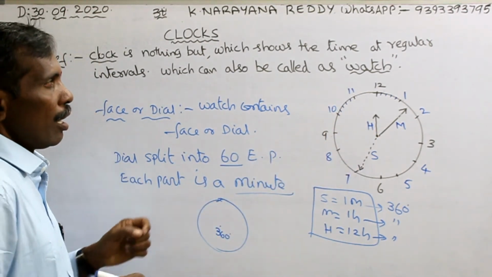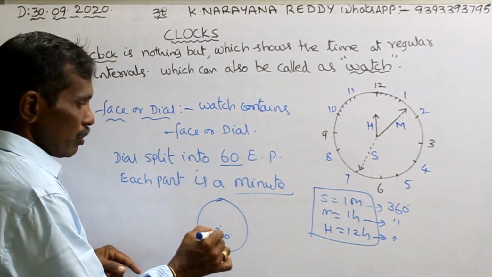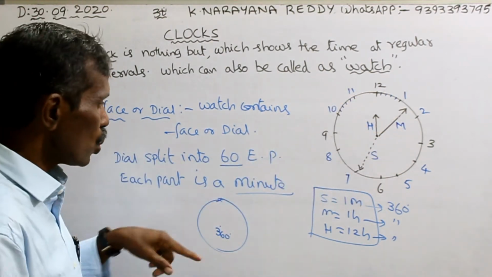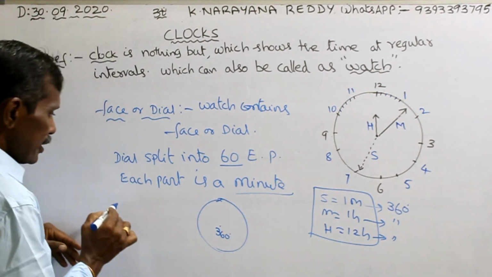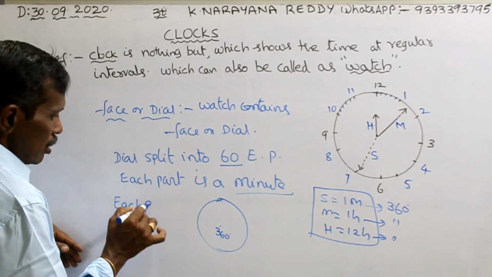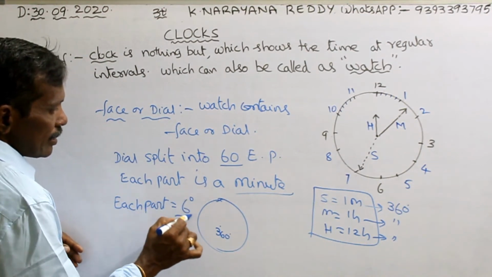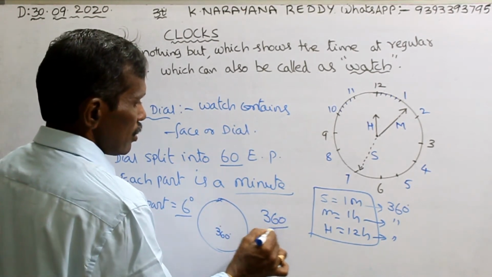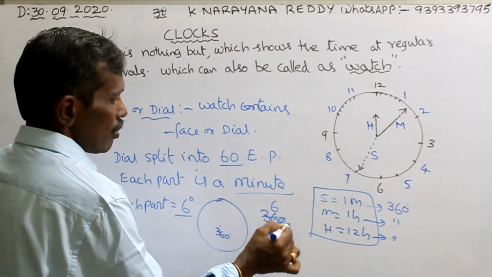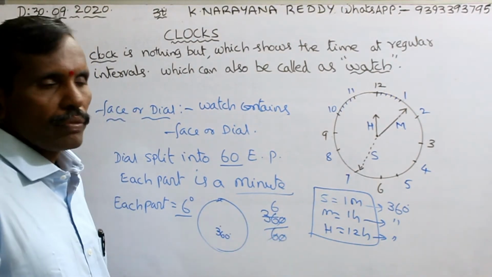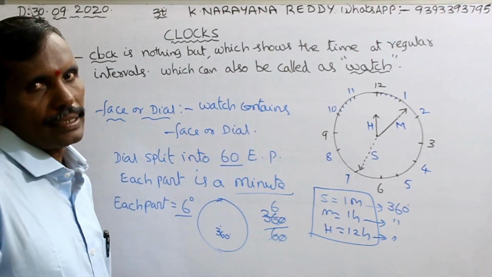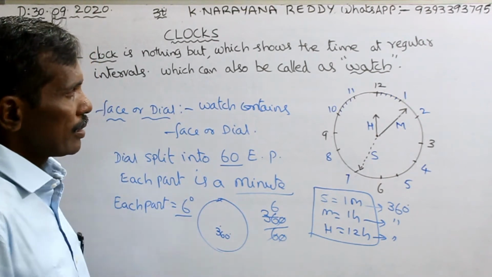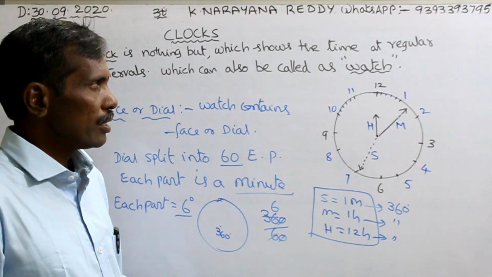But how many parts are there? 60 equal parts. But the angle made by these hands is 360 degrees. So each part is 6 degrees. Why? Because 360 by 60. Okay? So each part makes 6 degrees. That means totally there are 60 parts, each part is 6 degrees. That means 360 degrees. 60 into 6, 360.